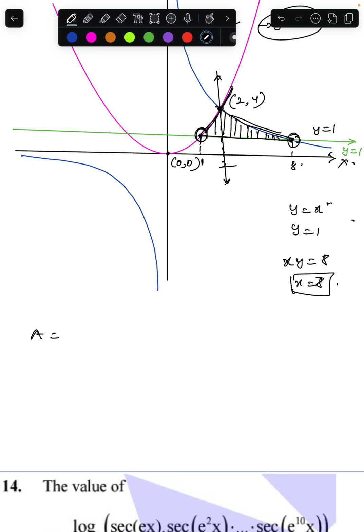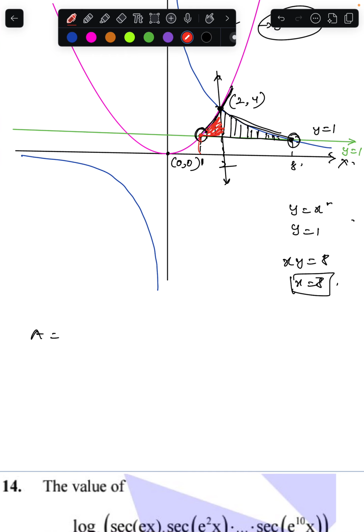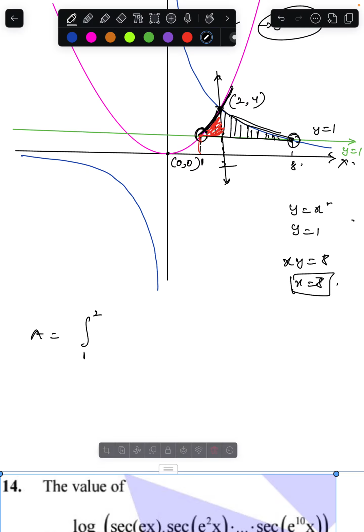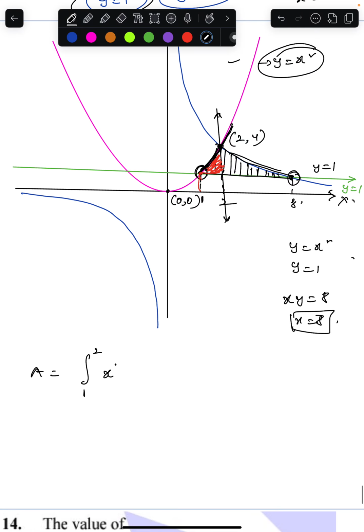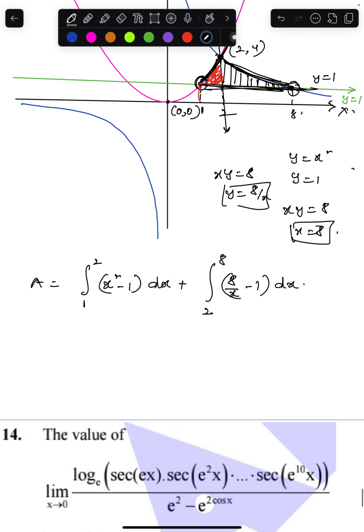So the area is from 1 to 2, this is the required area. Area equals integral from 1 to 2 of upper curve minus lower curve. The upper curve is y equals x squared, minus the lower curve y equals 1, dx, plus again from 2 to 8, upper curve minus lower curve. Since xy equals 8, y equals 8 by x. So the upper curve is y equals 8 by x, minus the lower curve, dx. Let's solve this integration to get the area.